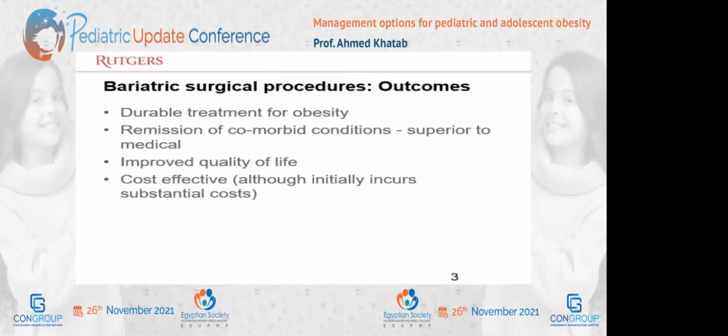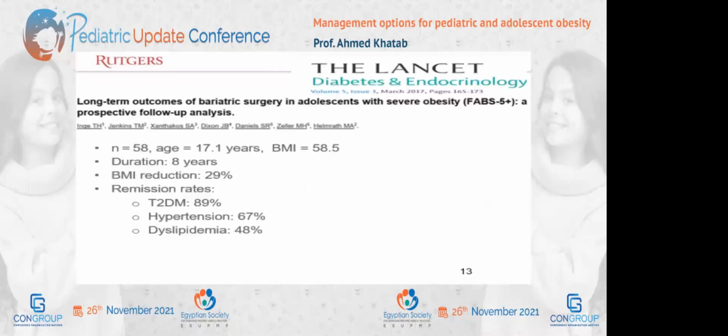Outcomes are usually durable treatment for obesity. There's usually remission of comorbid conditions, and this is superior to medical treatment. There's improved quality of life, and it's probably more cost-effective, although initially it incurs more substantial costs, but over the long term it becomes more cost-effective. I'm going to share a couple of studies that review the long-term outcomes of bariatric surgery in the pediatric population.